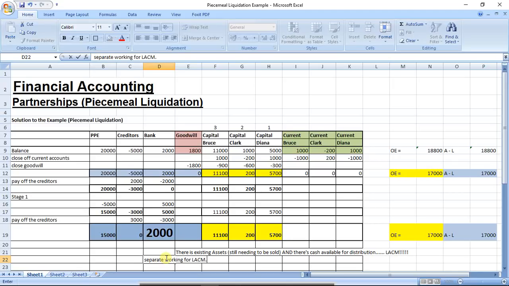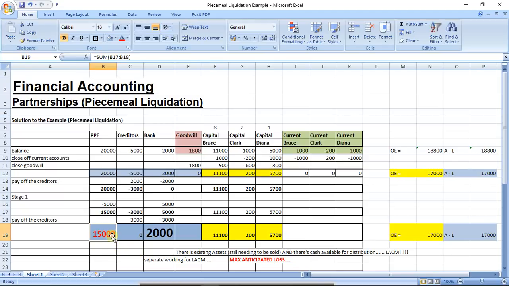Loss absorption capacity method. The loss absorption capacity method is going to be looking at what we said earlier, the maximum anticipated loss. Remember we said that currently that's the owner's equity that's available, 17,000. Assets minus liabilities, 15,000 plus 2,000. So what does the loss absorption capacity method say? Well, if I'm going to have a maximum loss, i.e., let's assume that I can't sell any of the remaining property, plant, and equipment, the 15,000, and I have 0.